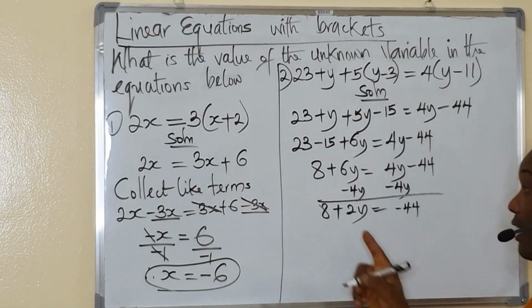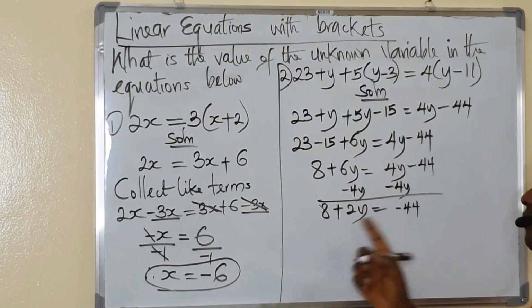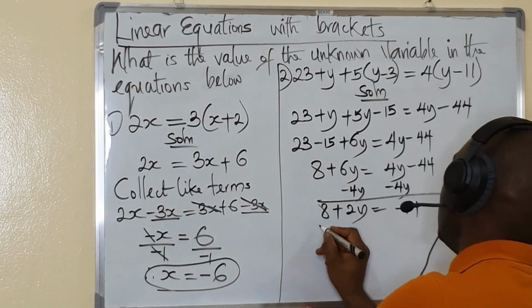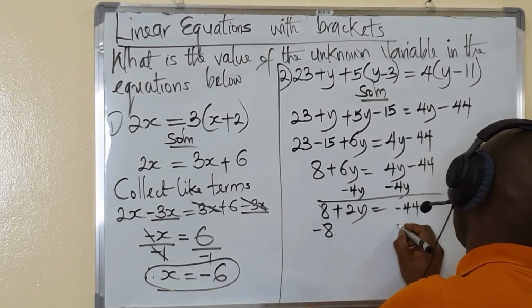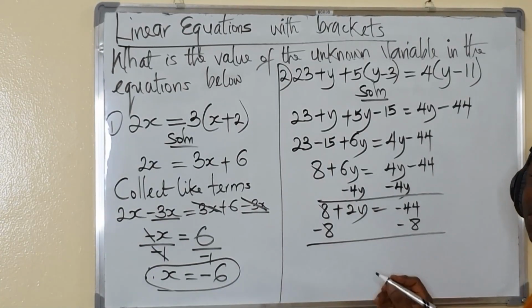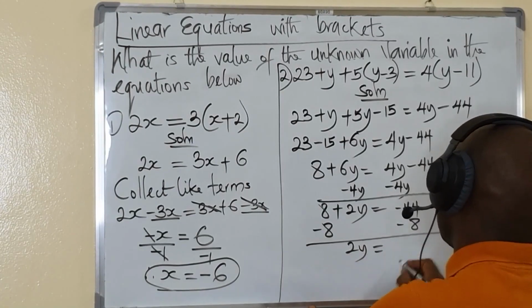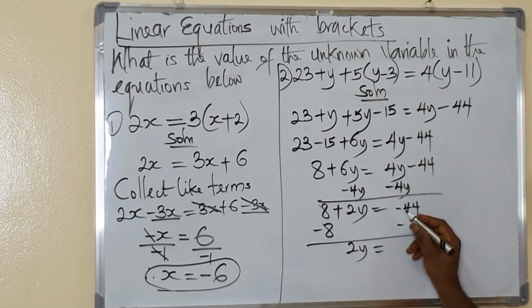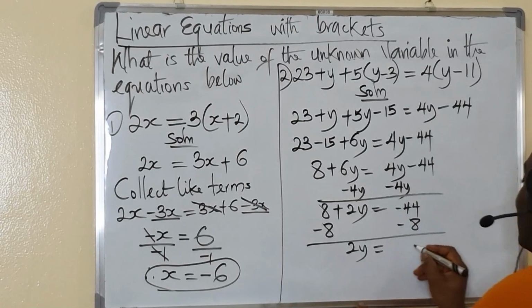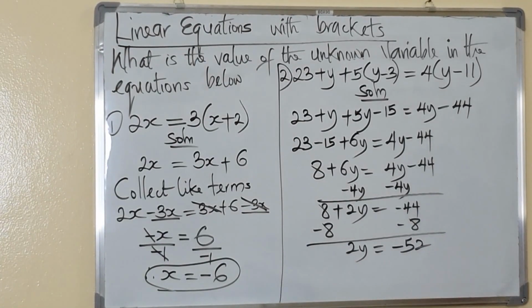We are progressing, but on the left hand side there is still a constant 8. This is a positive 8, so I'm going to subtract 8 from both sides. When I do this, 8 minus 8 gives us 0. So on the left hand side, we are just left with 2y, equal to, on the right hand side, negative 44 minus 8. That gives you negative 52. Now watch. We are very close to our final answer because we just have 2y equals negative 52.